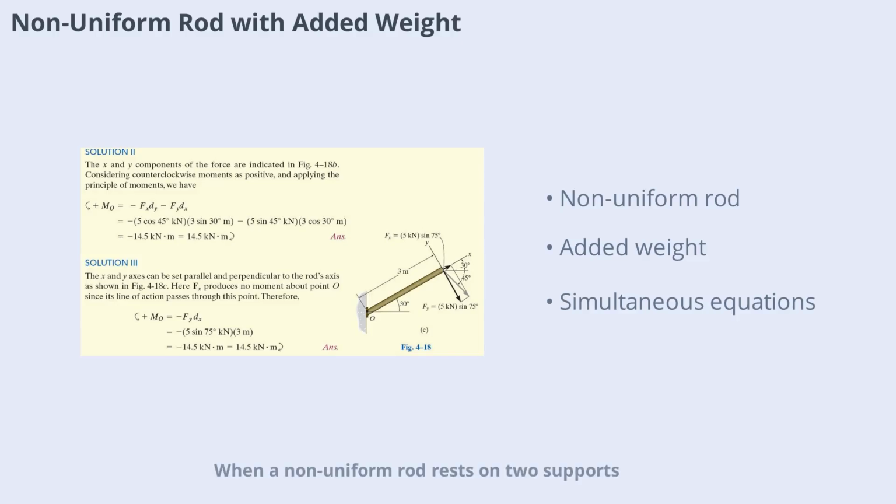When a non-uniform rod rests on two supports and an additional weight is placed at one end, you can use moments to find unknowns like the center of mass or the weight itself. By setting up equations for different loading scenarios, you can solve for multiple variables, a technique widely used in structural engineering.